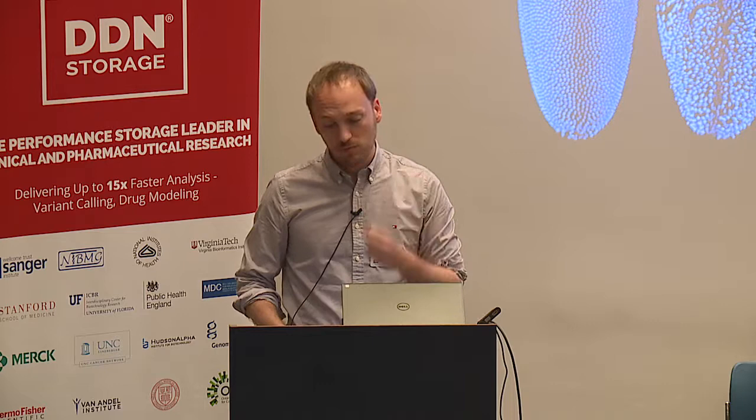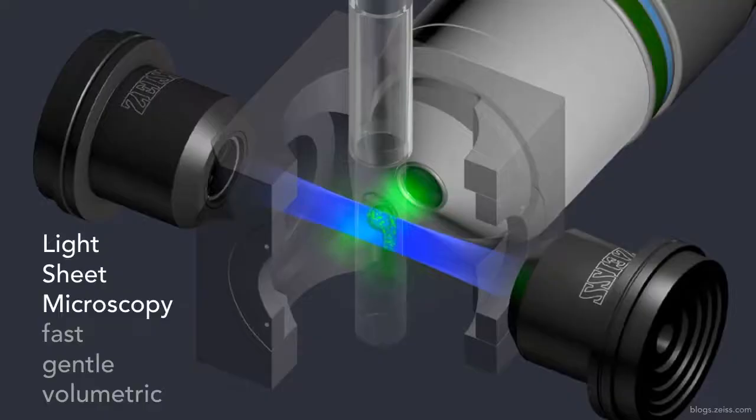I'm going to talk now about two main topics, which are essentially how do you build these machines so that they're actually able to do adaptive imaging, but also how we used machine learning to improve the quality of the images coming from the microscopes.